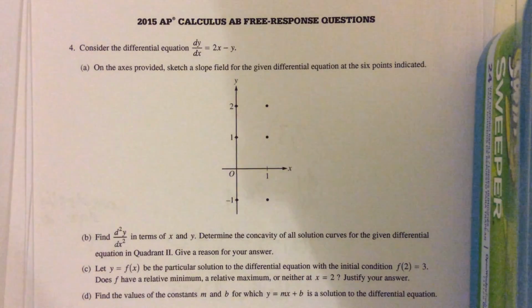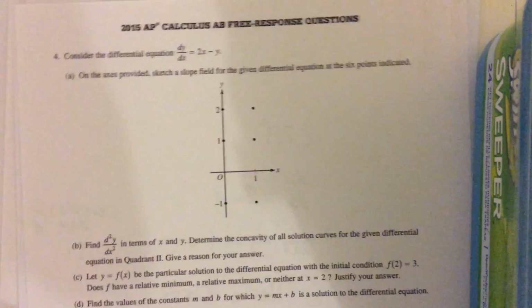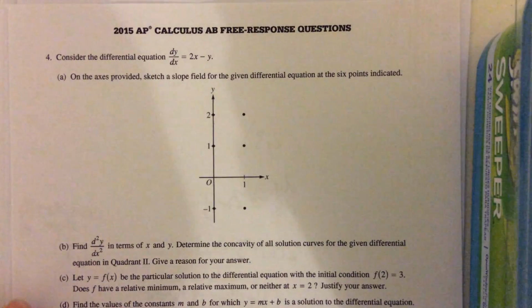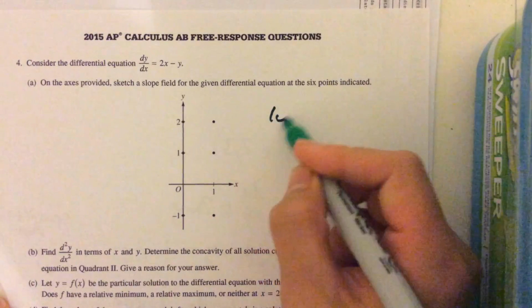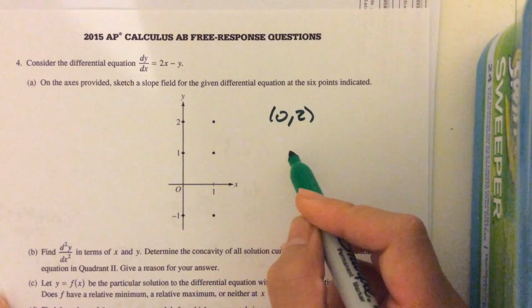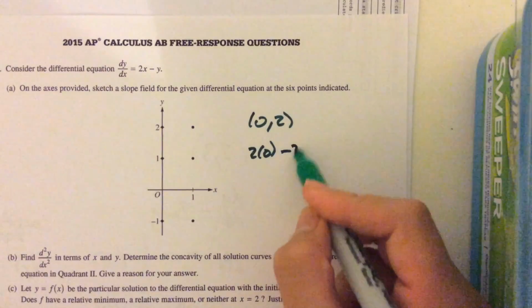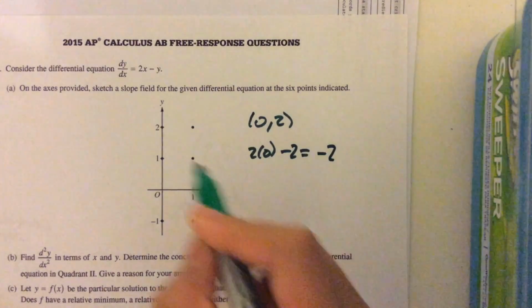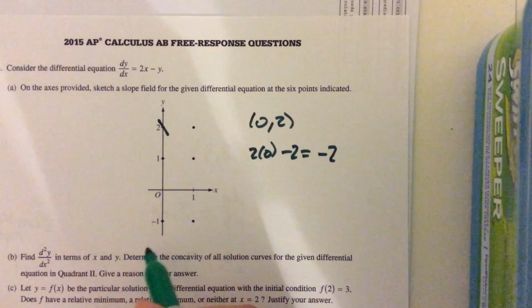And to do this, because it already gave you the differential equation, all you have to do is plug in the x and y value at each point into that equation, and that's your slope. For example, if we're doing 0, 2, you just plug in 2 times 0 minus 2, which equals negative 2. So your slope would just be negative 2. Then you can do the same thing for the rest of the 6.